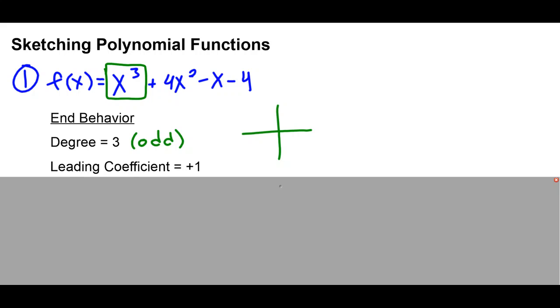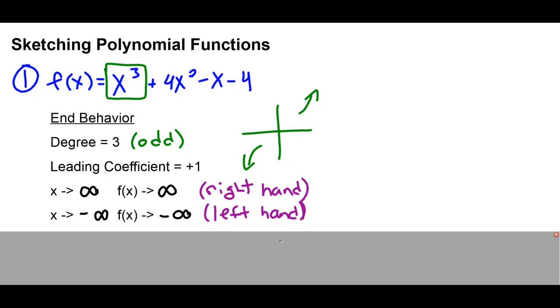But because the leading coefficient is a positive number, in this case a positive 1, that means it's going to be approaching infinity on the right side and approaching negative infinity on the left side. And this is the notation for that. If the leading coefficient were negative, then it would be switched. As x approaches infinity, it would be going down, and as x approaches negative infinity, it would be going up. So whether the leading coefficient is positive or negative tells you which direction it's going.